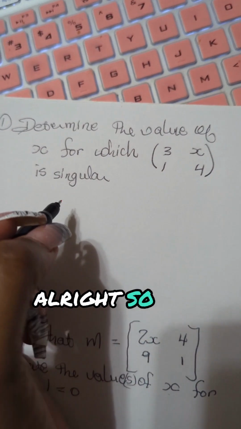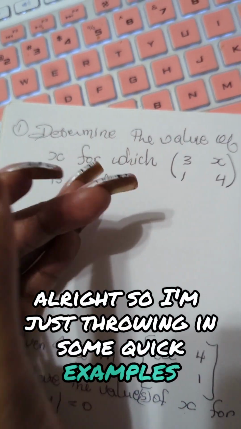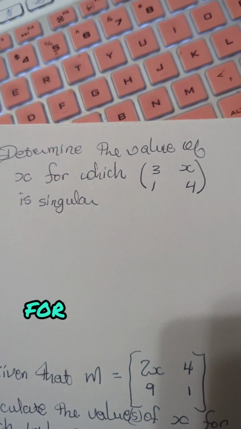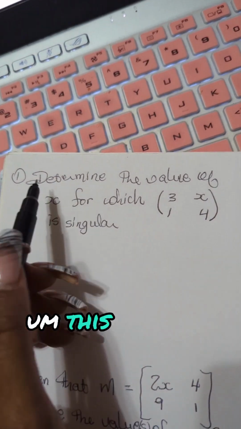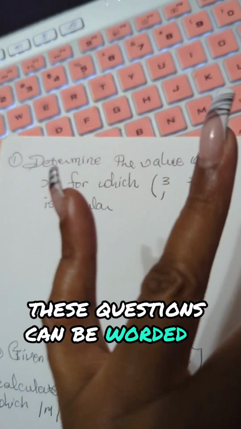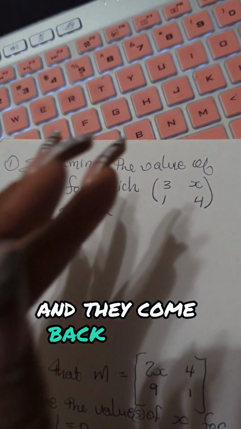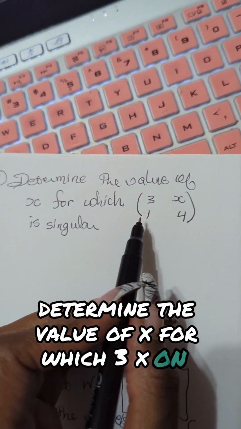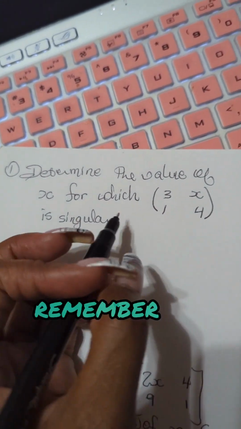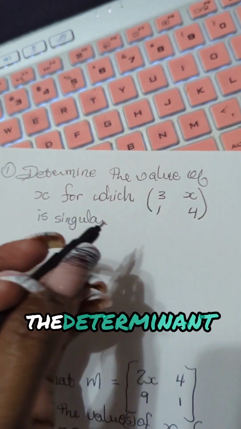All right, so I'm just throwing in some quick examples for the singular matrix that I explained. Now these questions can be worded in different ways and they come back to the same thing. Determine the value of X for which 3, X, 1, 4 is singular. Remember we said when it's singular, the determinant is equal to 0.